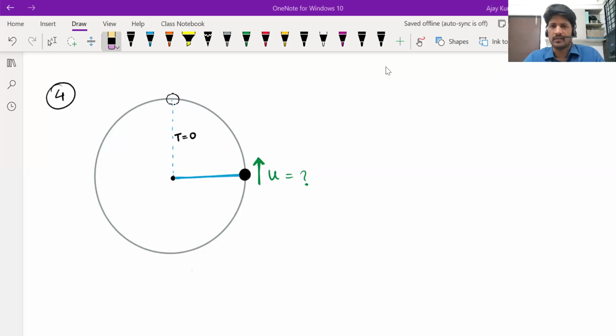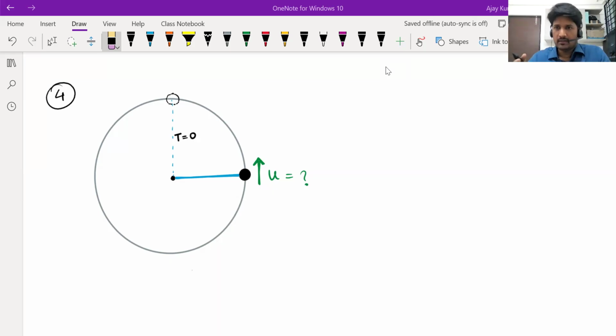Okay, Vanilla has given an answer. Vanilla, what is your idea? Sir, we know that tension equal to 0 and T plus mg equal to mv square by L. Okay, you are using centripetal force. Good, good.